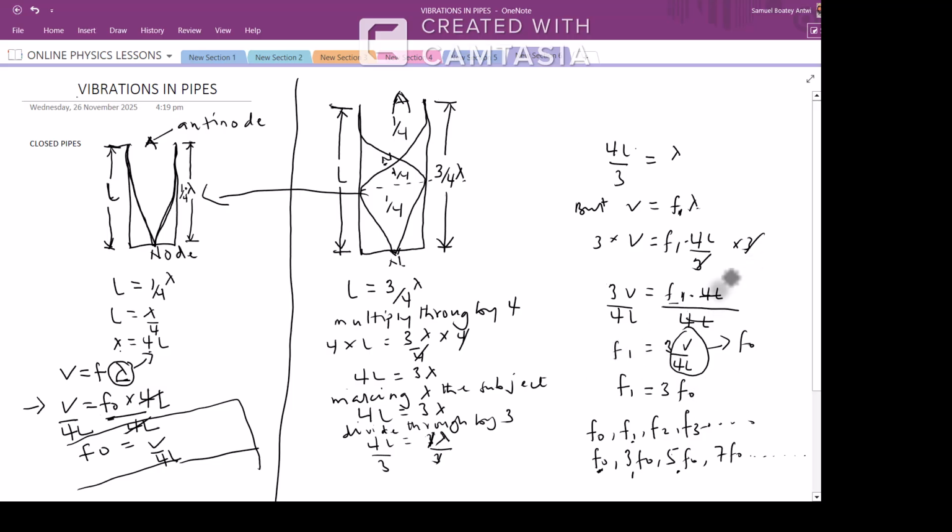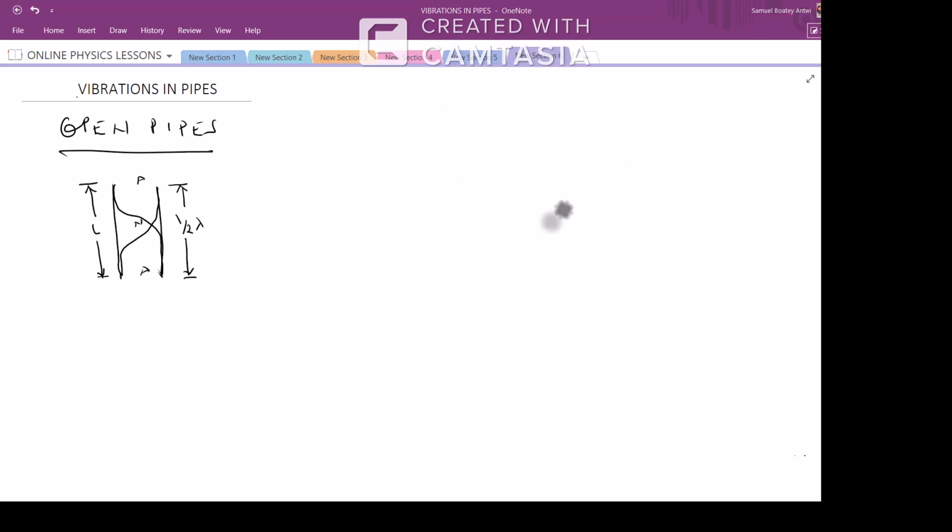Now let's look at open pipes. So for open pipes, we are starting off with the deduction of the fundamental frequency. So how do we find it? For open pipes, because both ends are open, we have antinodes at the extreme ends. Then we have our node in the middle. We've already established from closed pipes that this is 1 over 4. This is 1 over 4.